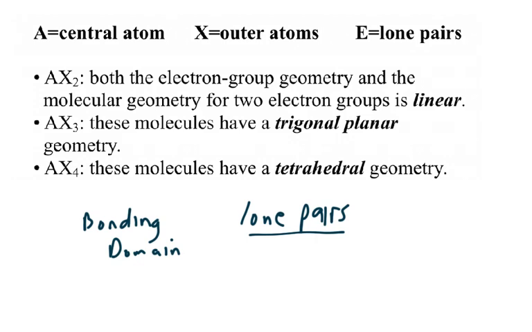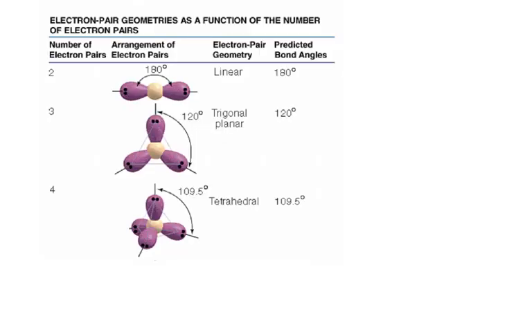So if you look at this slide here, when you have a central atom with two domains, the electron geometry is called linear. If it has three domains, it's known as trigonal planar. And if it has four domains, you'll see it's known as tetrahedral. The word tetra means four. So let's take a look at this a little bit more closely.